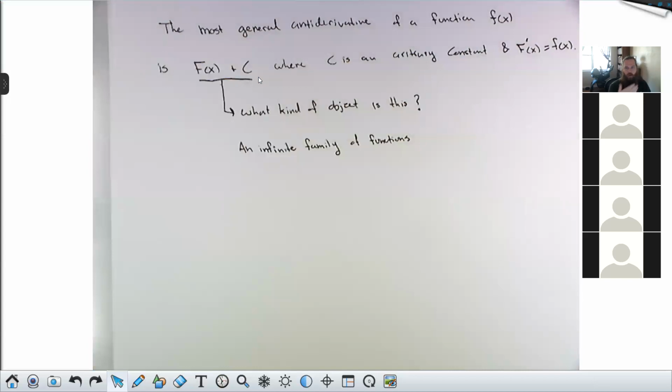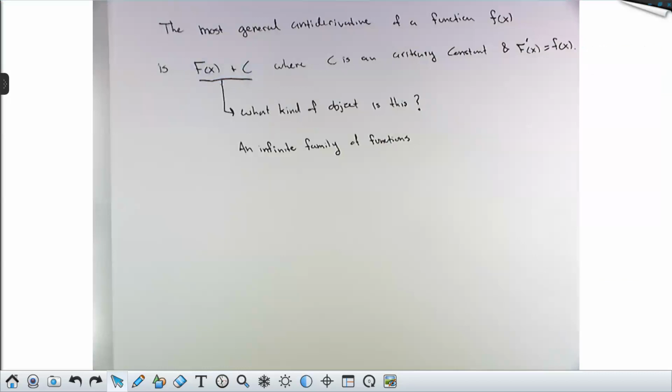What these functions all have in common is that they have the same derivative. If you differentiate any function looking like this, F of x plus 1, F of x minus 5, whatever, they will all have the same derivative, which means they all have the same slope. Let me show you what I mean.